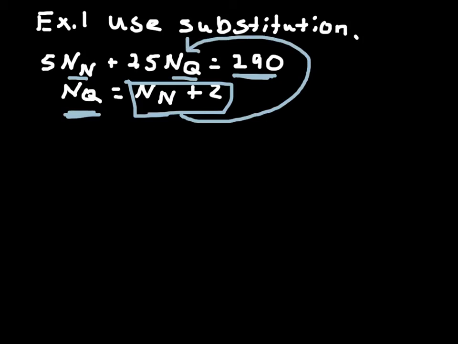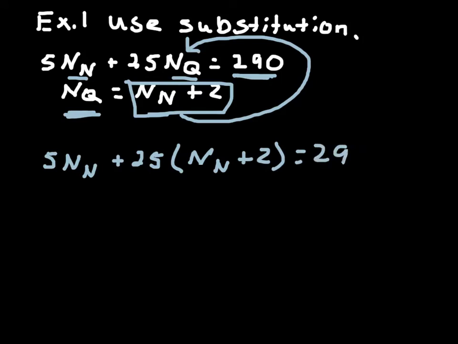So what I have then is 5NN, or number of nickels, plus 25 times whatever NQ is, and NQ is NN plus 2, and that equals 290. Now I solve it for NN, just like I would when we ended up with all x's in the equation. Well, here we're just solving for NN.